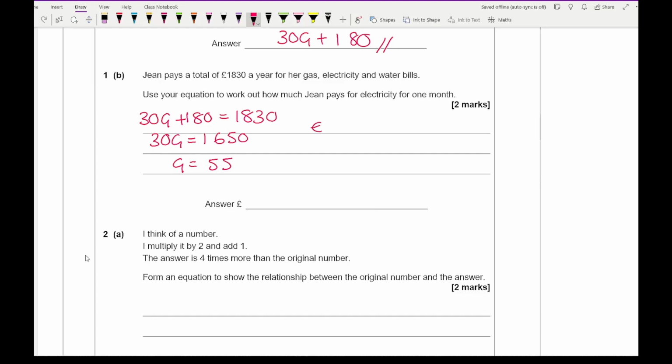So then her electric bill is equal to G plus 10, which is going to be 55 plus 10, which is 65.